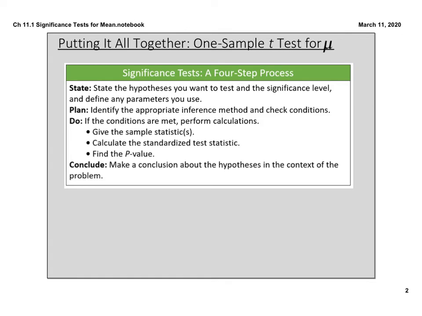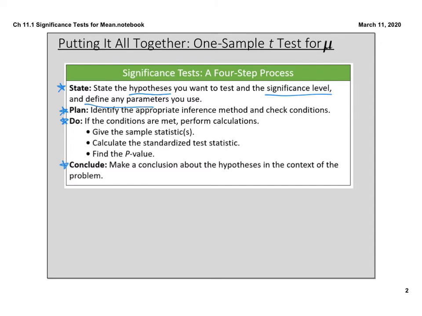When you are completing a one sample t-test for mu, the steps we go through are the same, which is super awesome: state, plan, do, and conclude. Those 4 things are the same as what we've been doing for 3 other chapters now. When you do state, you state what the hypotheses are that you want to test, you state the significance level, and then you have to define the parameters. So there are 3 components to stating it.